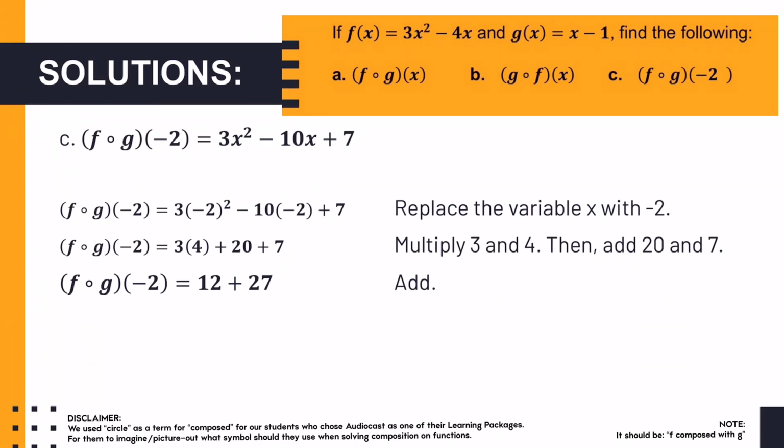Simply combine similar terms. Add 12, 27. That will be 39. Therefore, the final answer of f composed with g of negative 2 is equal to 39.